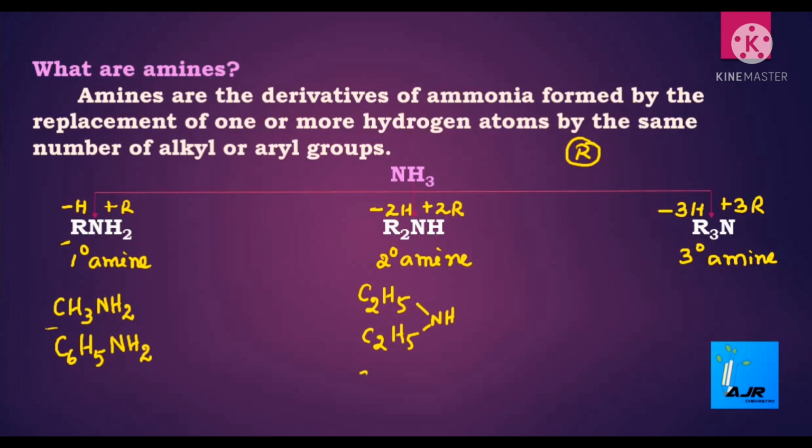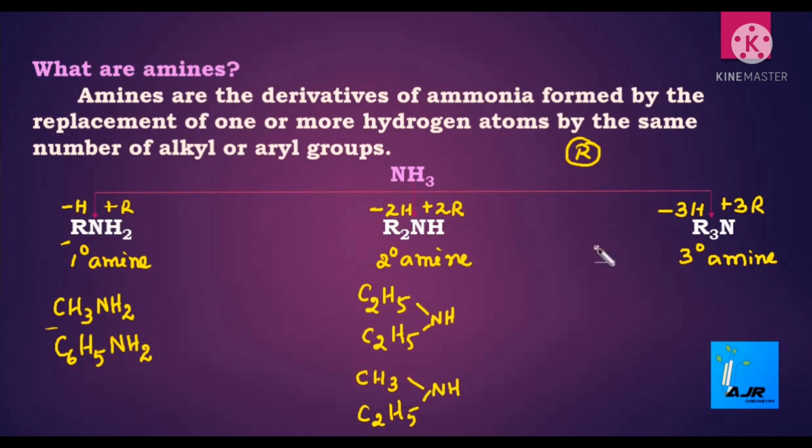Mixed amine: CH3 instead of ethyl. If you have one methyl group, then two different alkyl groups are there, so we call this a mixed amine. Understood? Now, instead of a methyl, if you have C6H5, that's also an example of a mixed amine, because that is an aryl group.